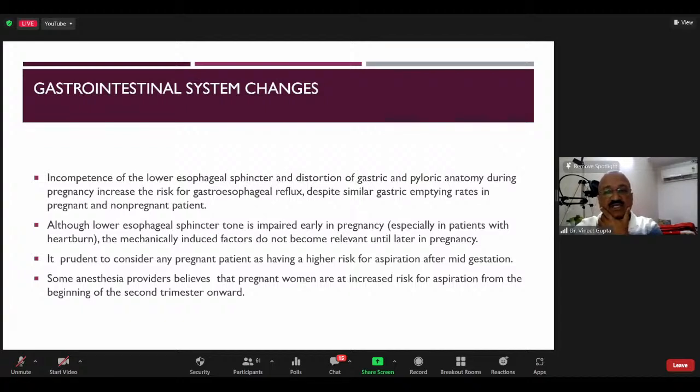This is my personal experience: one patient gave a history of empty stomach for 12 hours and she vomited like anything. So my humble request or teaching to everyone is always consider a pregnant patient full stomach. Some anesthesia providers believe pregnant women are at increased risk of aspiration from the beginning of the second trimester onwards.